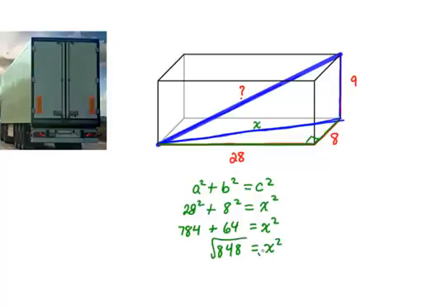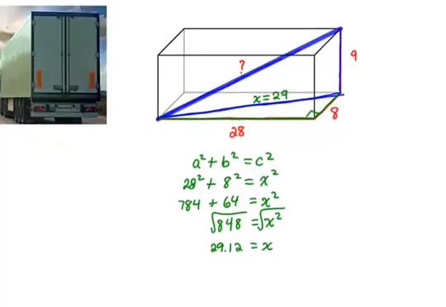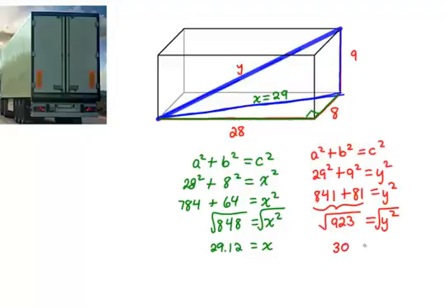Last step, take the square root of them, and I have 29.12 is equal to x. So this is 29. We'll just round it to 29. Good enough. Okay, now what we're doing is we're looking for my question mark, which I am going to label y, equal to 30.